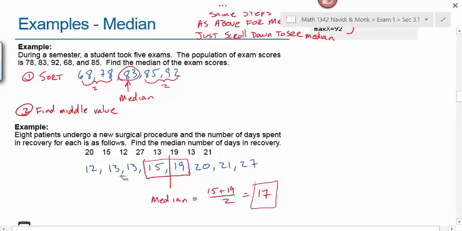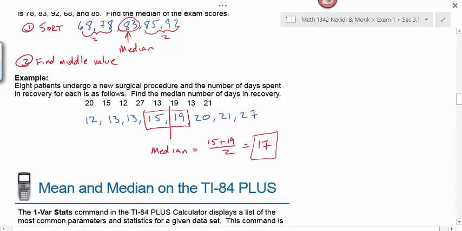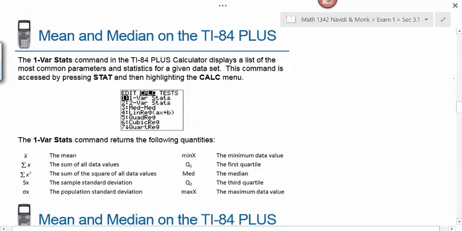Can we do this on our calculator? Do y'all want to do this one on your calculator right fast? We'll skip doing this on the calculator. This one's easy enough to do by hand. And you just go through the same steps that we did before for the mean, and you can find the median. You just have to scroll to the bottom. Here's the steps in your notes for how to find the mean.